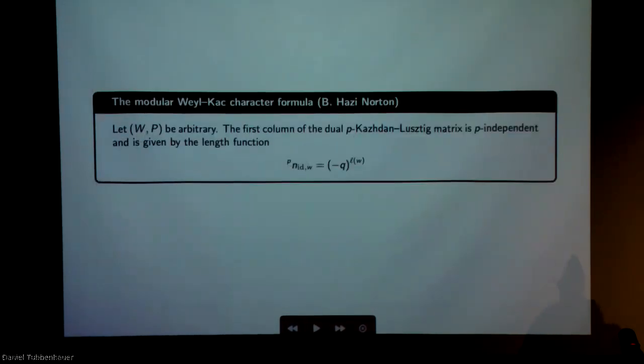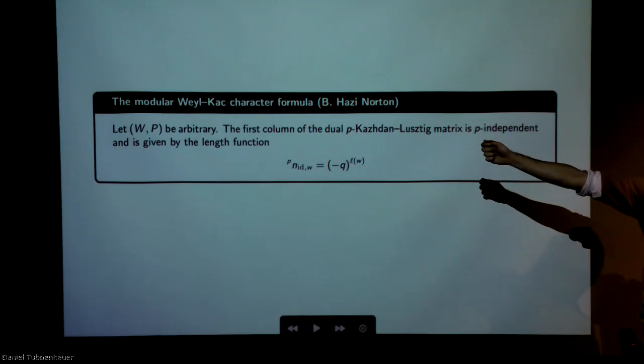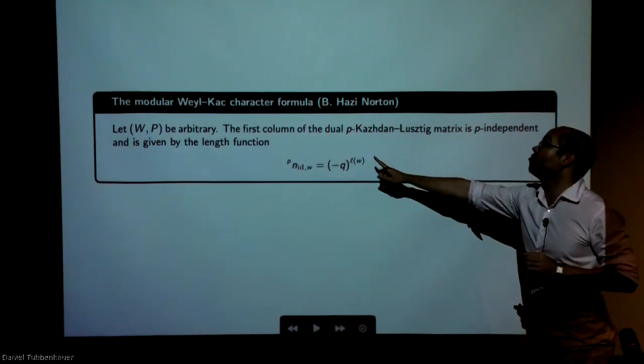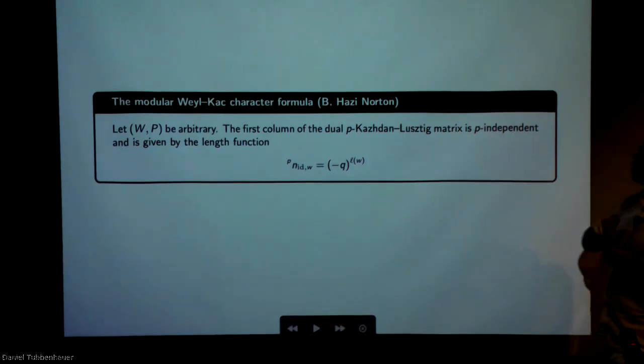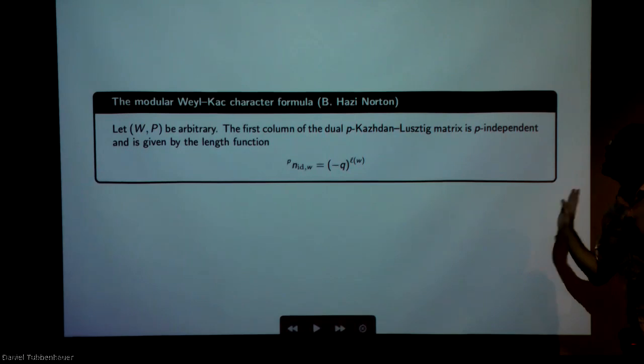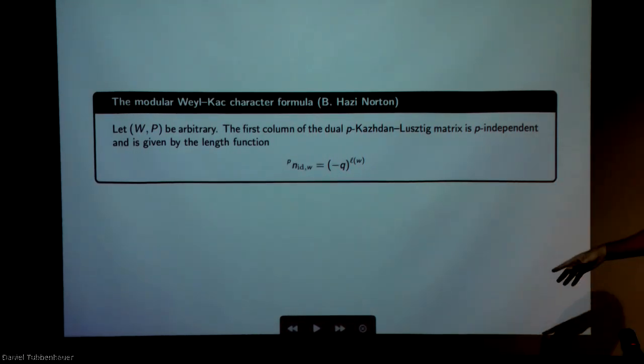Okay, here's another theorem. The last slide was which WP are completely independent of the prime. This one is the sort of opposite. Let WP be arbitrary. Which p-Categorification polynomials can I find that are, again, independent of the prime? There's always one row, one column of the p-Categorification matrix's inverse that is entirely independent of the prime, and it's the first column. And this is a generalization of Weil's character formula.